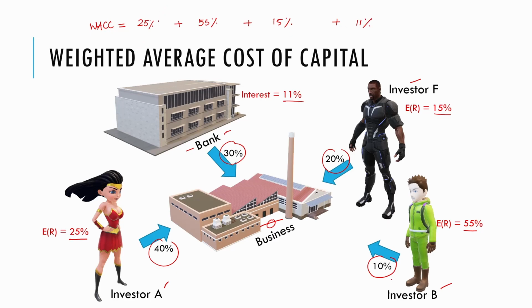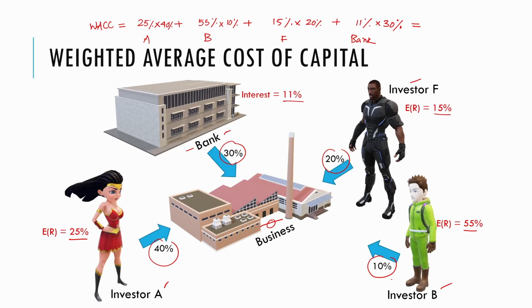So now what should be the weights? The weight should be according to the percentage share of capital. That means for A, B, F, and the bank. What is the share of capital for investor A? 40%. For investor B it is how much? 10% only. For investor F it is 20%, and for the bank it is 30%. So this should be the final answer of your weighted average cost of capital, putting this very simply.